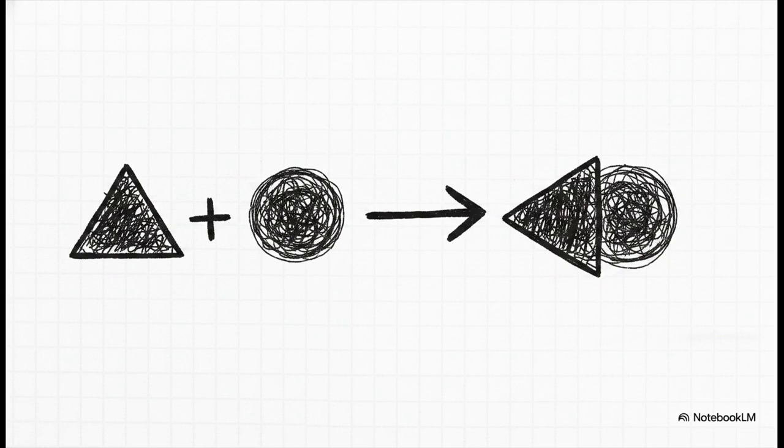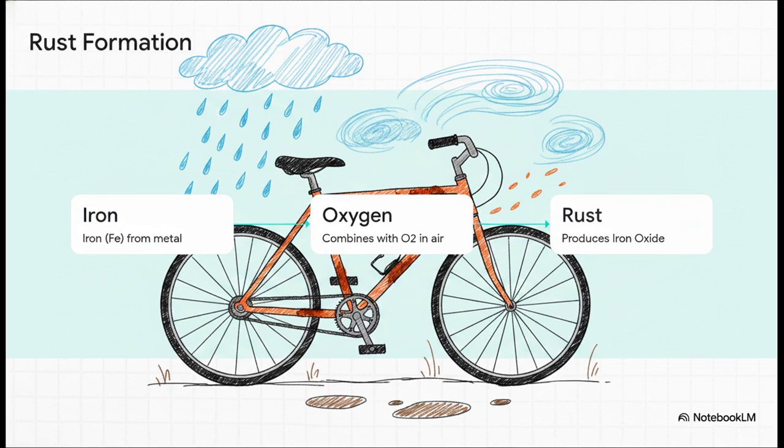2 things become one. Let's ground this in reality for a second. If you leave your bike out in the rain, the iron in the metal, that's our substance A, combines with the oxygen in the air, our substance B. They join together to produce a completely new substance, iron oxide, or, as you probably know it, rust.